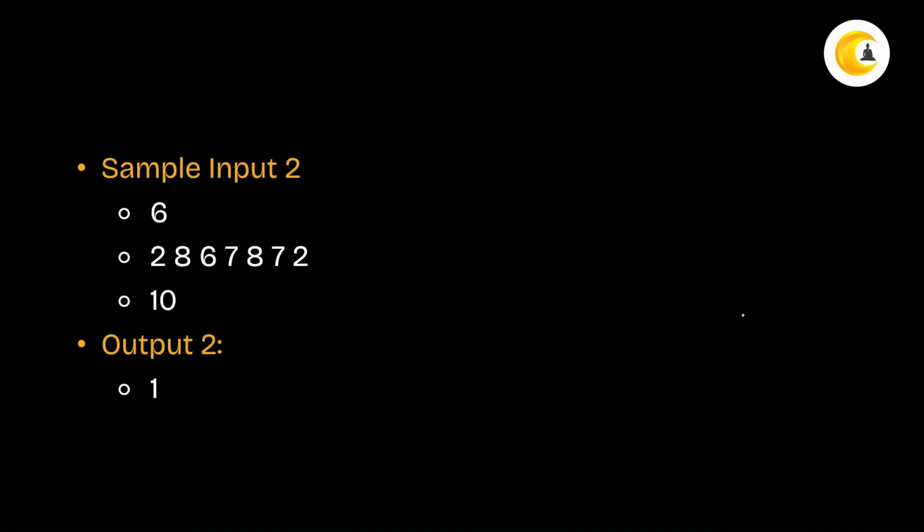Let's look into the other example that is given. So again, my m is equal to 6, my arr is equal to 2 8 6 7 8 7 2, and my n or num that I want is equal to 10. So I want a sum of 10. So what can I add? I can add these two.